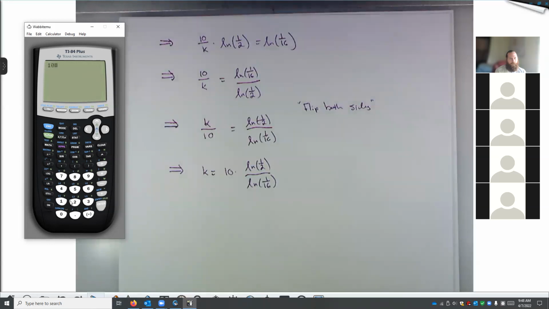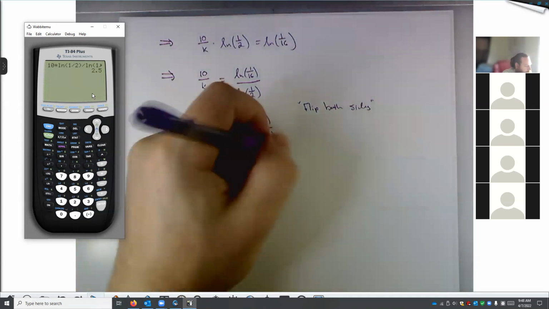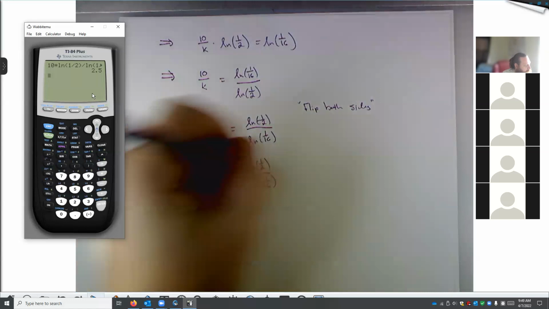I'll take 10, multiply that by the ratio, ln of 1/2, close parentheses, divide by the ln of 1/16. And that gives me, ooh, that's a nice, neat number, exactly 2.5. That's rare. Of course it is. Okay, I see.